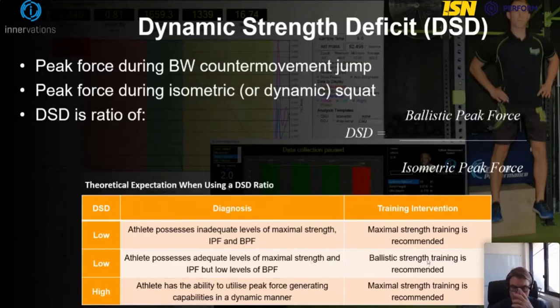So plyometrics, ballistic strength training using weighted counter movement jumps, squat jumps with weights, etc. If the DSD is high, what that means is that their ballistic peak force is relatively high compared to the isometric, and so now they have the ability to utilise their peak force generating capabilities in a dynamic manner. And now we cycle back in our periodised model to more maximal strength training.